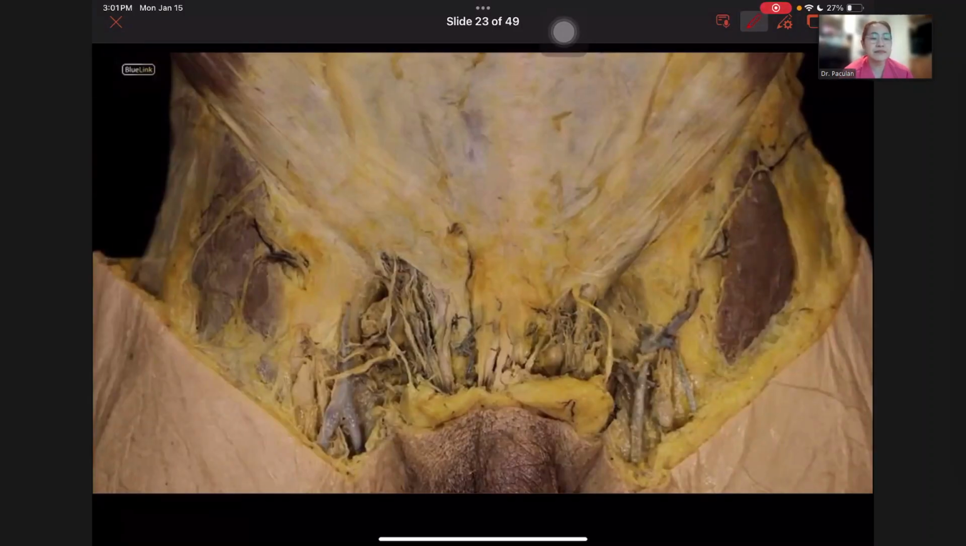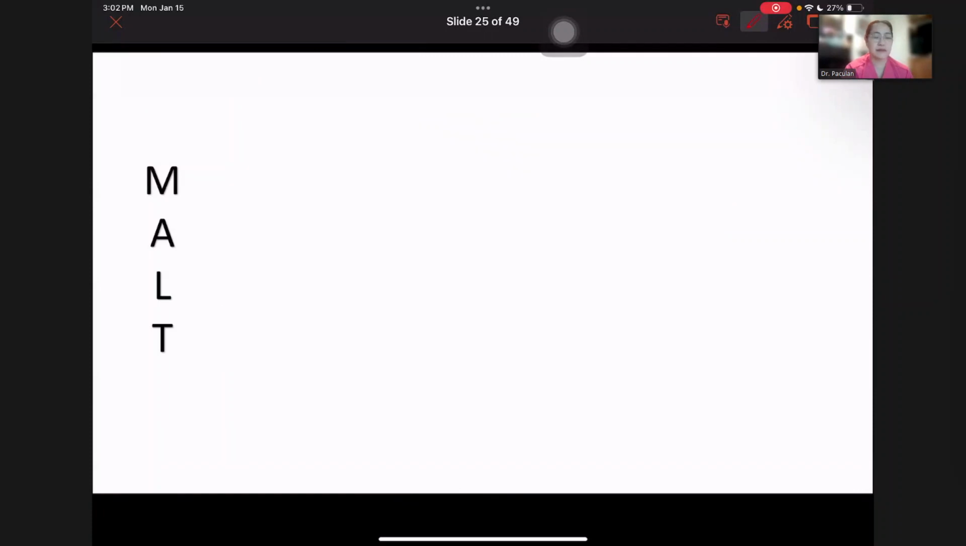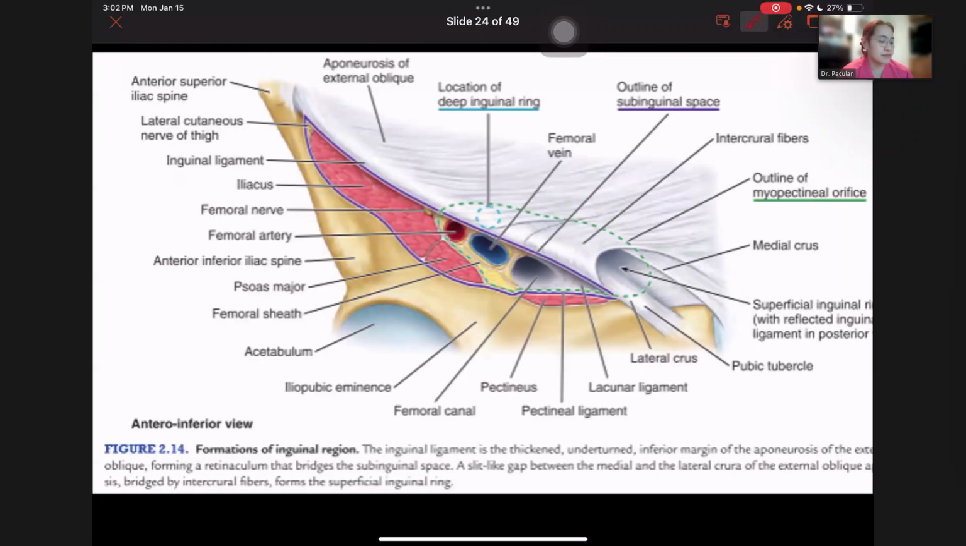So here, let's go first to the inguinal canal.